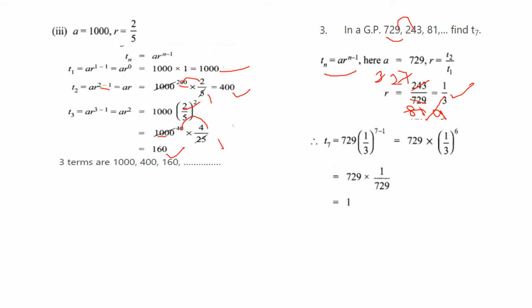So what we will find? T7. What formula? A R to the power n minus 1. That is A R to the power 7 minus 1. Here A is 729 into 1 by 3 to the power 7 minus 1 means 6. So 1 by 3 whole to the power 6. 3 to the power 6 is 729 only. 1 by 3 whole to the power 6 means 1 by 729. So you cancel it one time. So the answer is 1. So T7 is 1.